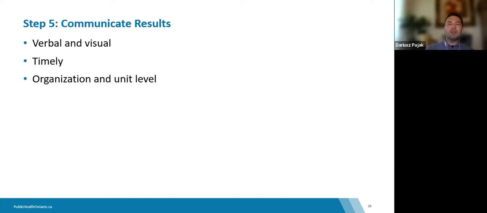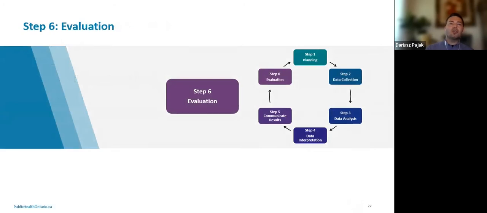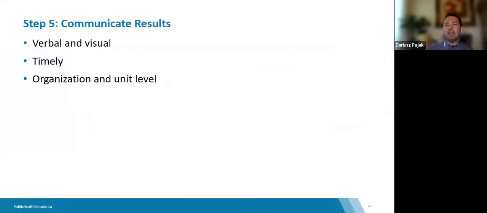So continuing on with the communication of results, in terms of approaches to communicating results, there are various approaches. So you have verbal, written, visual messaging. For this, you want to make sure that you include aids, graphs, reports as appropriate. Regardless of approach, you do want to make sure the information relayed is timely, especially if the information warrants immediate action.